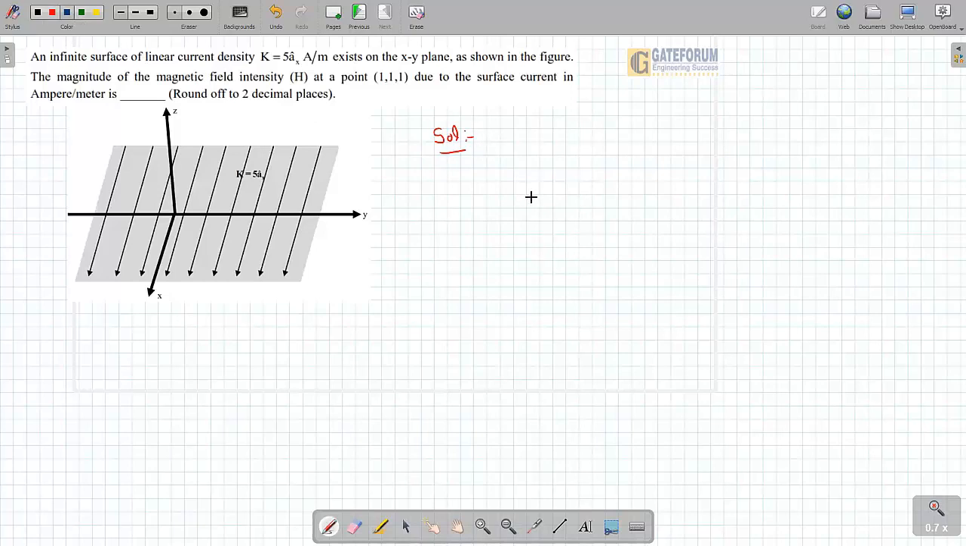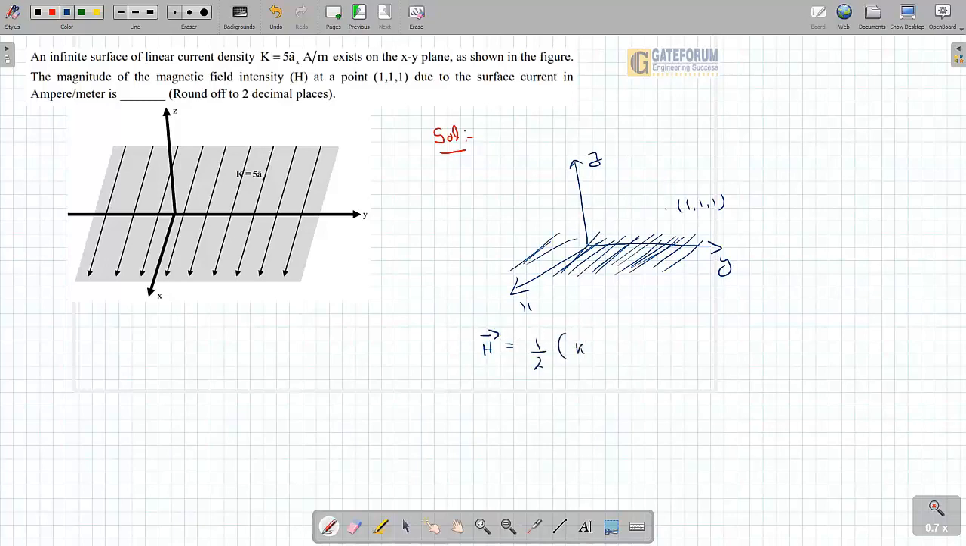Look at this. This is the region where the sheet of current is there. This is the X, Y plane. The infinite sheet is there, and we have to find out the magnetic field at this point. Whether it is at this point or any other point doesn't matter, the answer will come the same, because the magnetic field due to an infinite sheet is given by 1/2 times K vector cross the normal component. So what is the normal component?